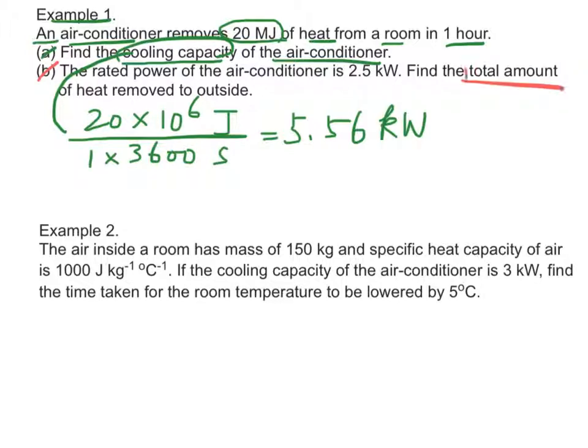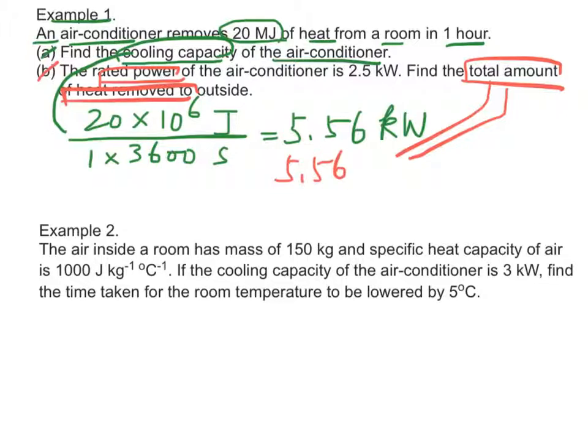Part B. The total amount of heat removed to outside is equal to the sum of the cooling capacity and the power input, which is equal to 5.56 kilowatt plus 2.5 kilowatt, which is equal to 8.06 kilowatt.